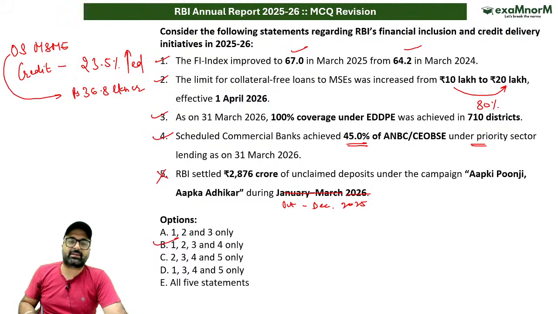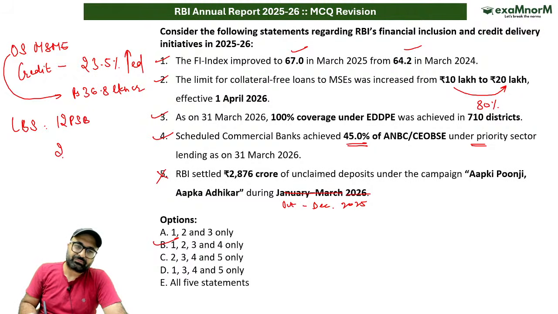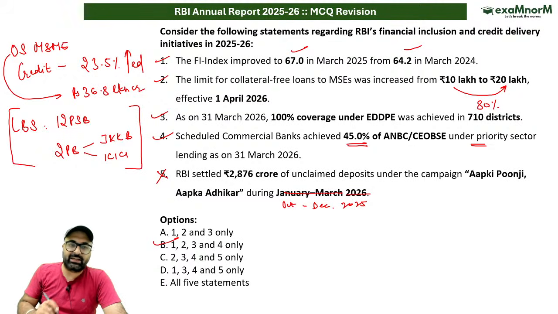इसके अलावा अगर हम बात करें लीड बैंक स्कीम की, right now in India 12 public sector banks and 2 private banks, one is Jammu and Kashmir Bank, and the other one we have is ICICI Bank. So these are the 14 banks which are serving as lead banks in different districts, and right now they are serving 778 districts with the lead banks. Why is this part important?